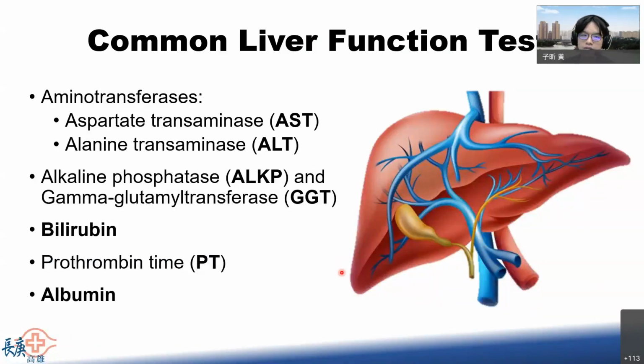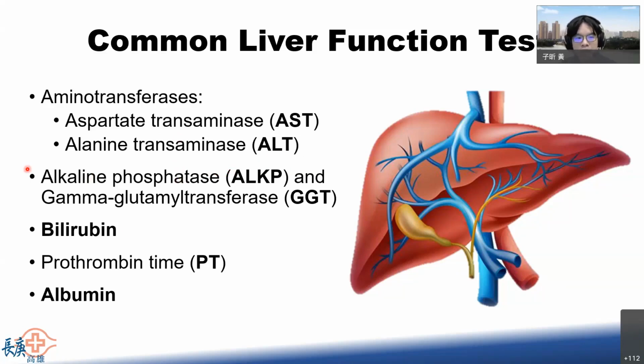Okay, so let's first talk about some common liver function tests you perform for the patients. Aminotransferases, AST and ALT, these are the most common, and AST and ALT mostly indicate hepatocellular injury. AST and ALT are both present primarily in the liver, but AST is also seen in other organs such as cardiac muscle, skeletal muscle, kidney, and brain. So AST is less specific for hepatocellular injury, and you may even see it elevated in heart failure or myocardial infarctions.